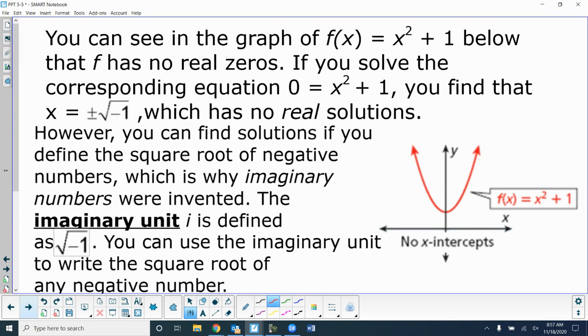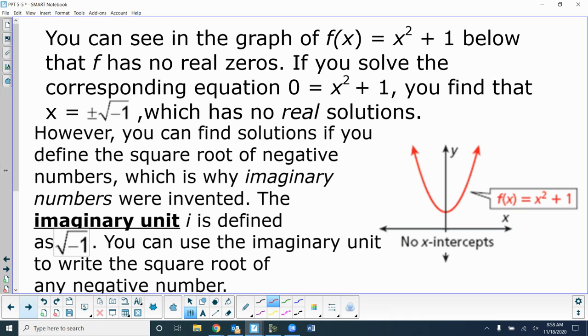All right, so you can see the graph of f of x equals x squared plus 1, right here. That parabola, you guys know quadratics with an x squared have a parabola. The a value is positive 1, that's why it opens up, right? Stuff we've learned already. It has no real solutions because it has no x-intercepts. It doesn't cross the x-axis. Those are where our zeros are, wherever it crosses the x-axis. So this has no real solutions.